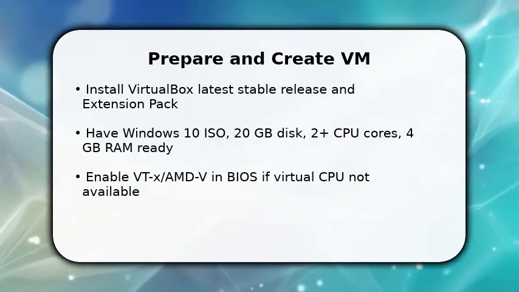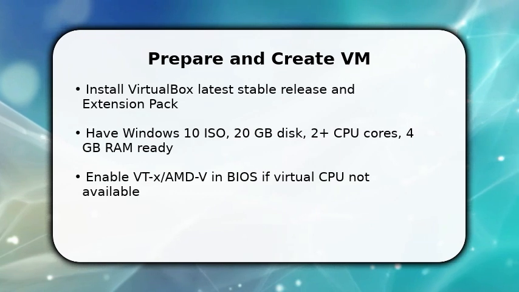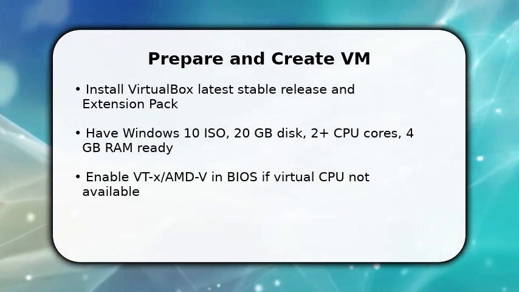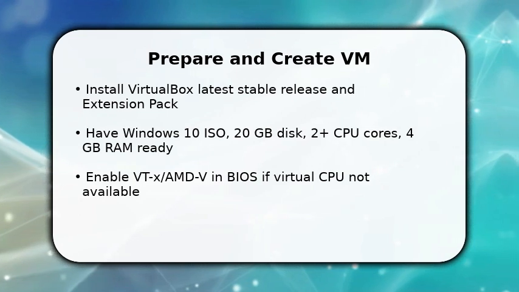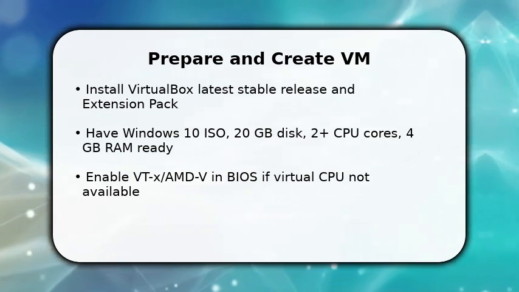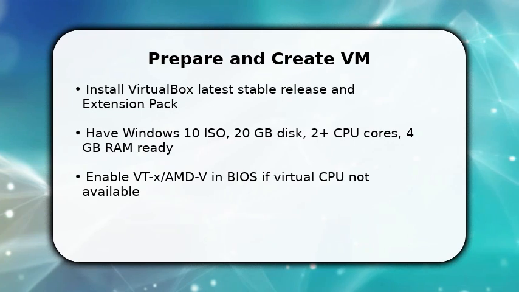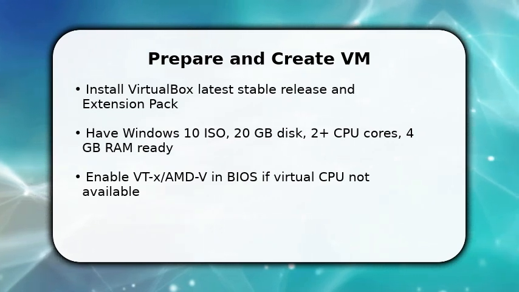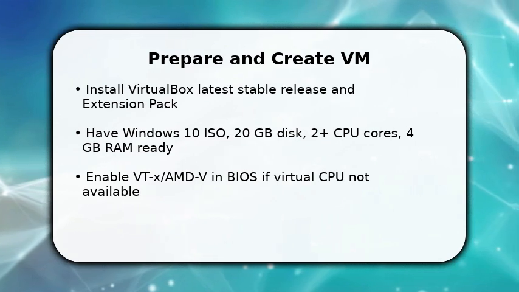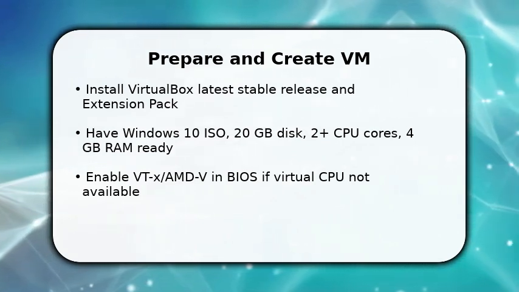You'll start by creating a new virtual machine and assigning basic resources. Select Windows 10, set 4 GB RAM and 20 GB virtual disk. This balances performance versus host impact. Once done, attach the Windows 10 ISO to the VM's optical drive so the installer can boot.